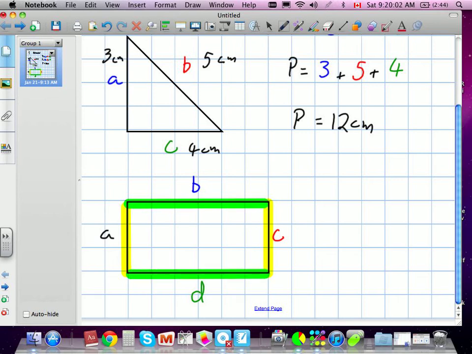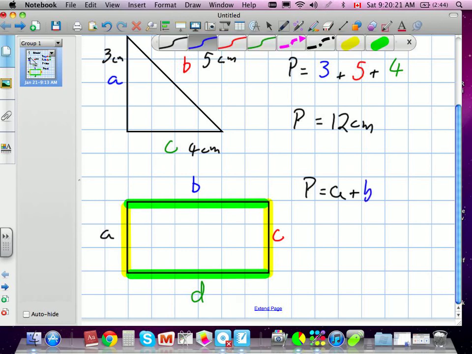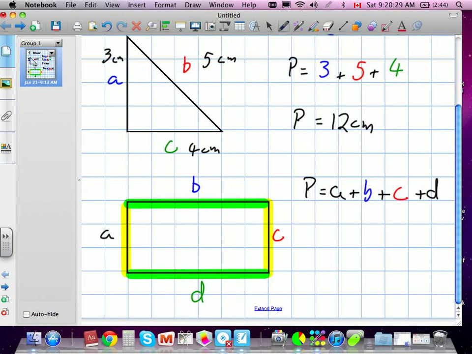In this case, our perimeter is going to be what letters put together? A, B, C. Yeah, that's right. A plus B plus C plus D, right? Oops, wrong letter.